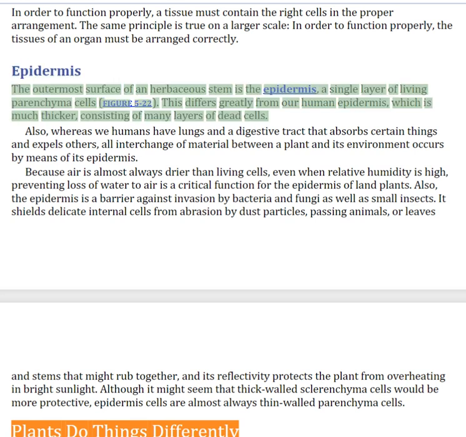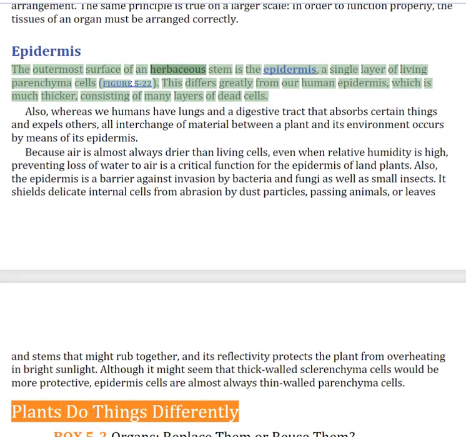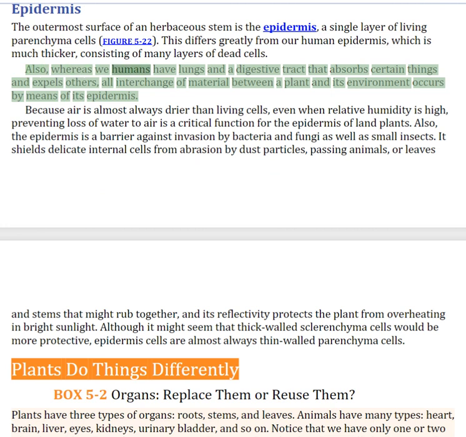Epidermis. The outermost surface of an herbaceous stem is the epidermis, a single layer of living parenchyma cells. This differs greatly from our human epidermis, which is much thicker, consisting of many layers of dead cells. Also, whereas we humans have lungs and a digestive tract that absorbs certain things and expels others, all interchange of material between a plant and its environment occurs by means of its epidermis.